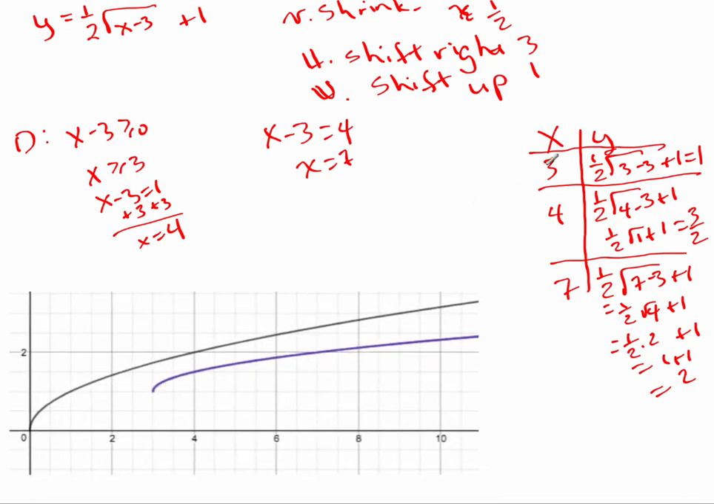Okay, when I do this, I'm going to graph 3, 1. So that's where this curve begins. Then 4, 3/2, which is right there. And then 7, 2 is right there. All right, and then you have the smooth curve that connects them. So let's see if this makes sense. We did have the vertical shrink. We had a horizontal shift to the right and a vertical shift up.